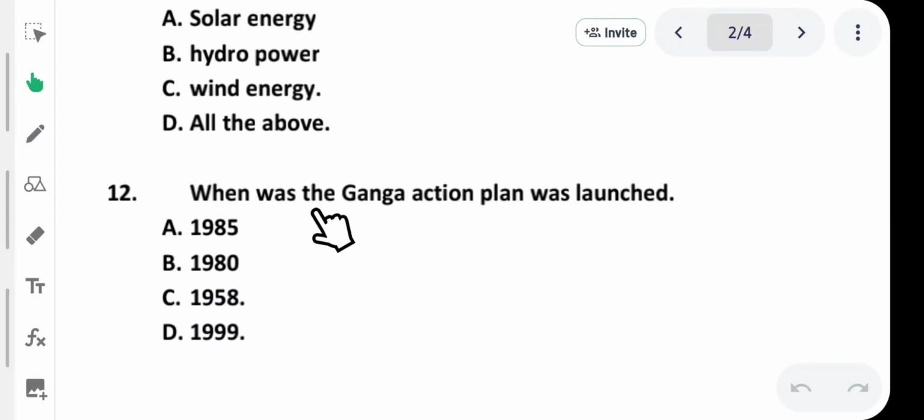Next one: when was the Ganga Action Plan launched? 1985, 1980, 1958, 1999. The Ganga Action Plan was launched in 1985.